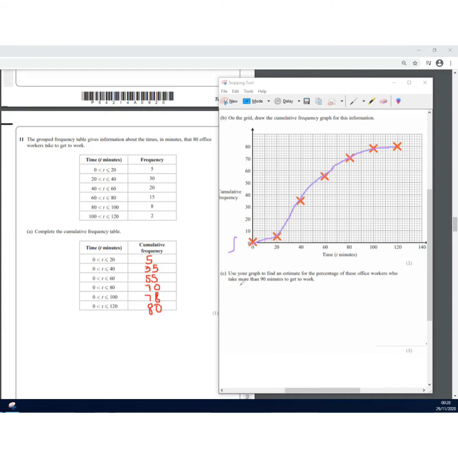Okay, so let's do part C. Use your graph to find an estimate for the percentage of these office workers who take more than 90 minutes to get to work. So first thing, this is the 90-minute time here. So I'll first draw a straight line from that to the graph line.